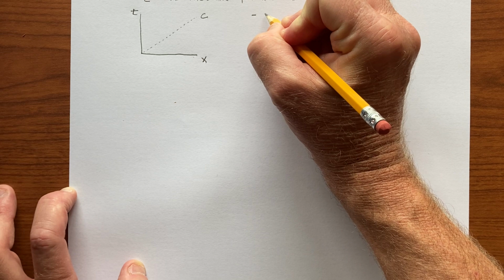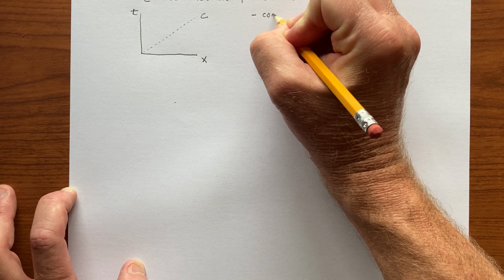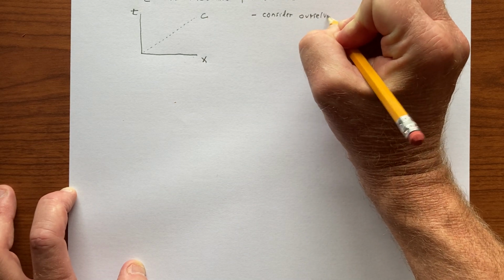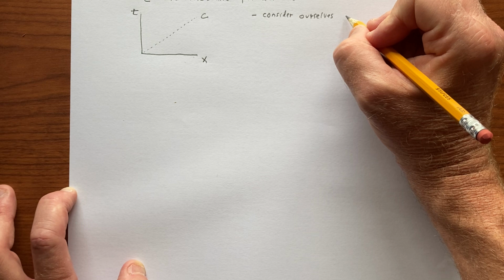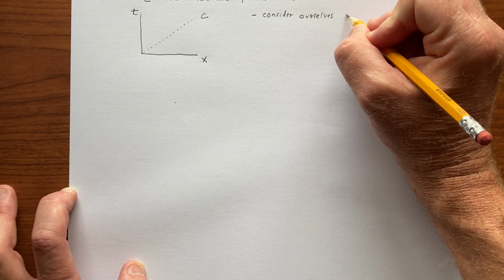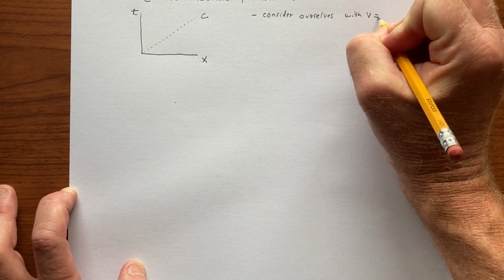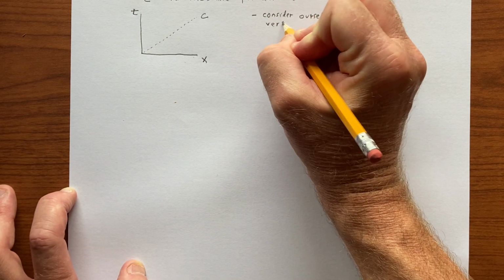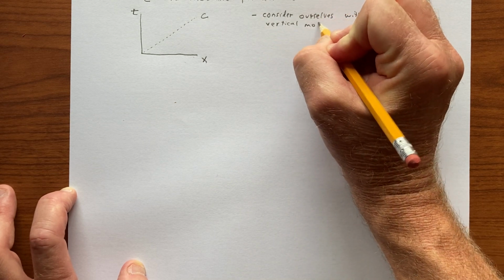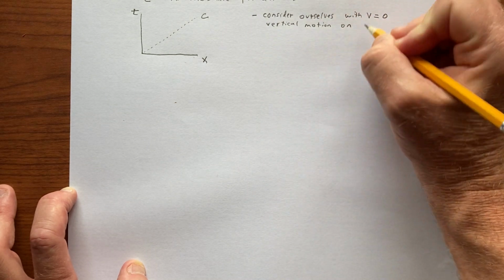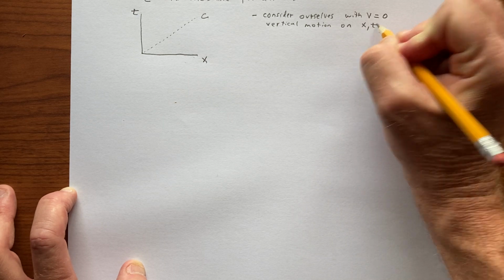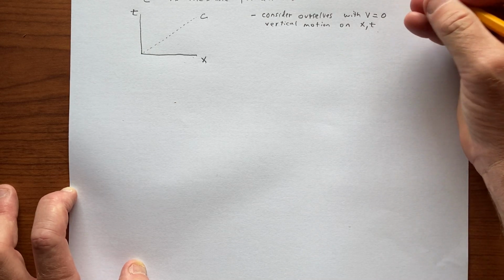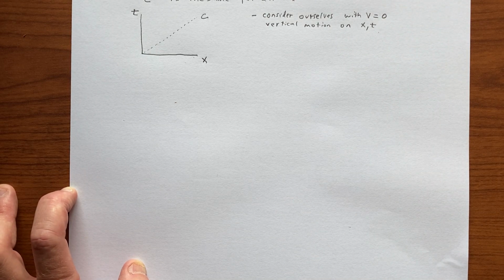So now let's first write this down. Consider ourselves at rest. So in other words, with v equals 0, this is vertical motion on the space-time diagram, the x, t diagram. Okay, so our motion is all in time, and we move along the time axis.